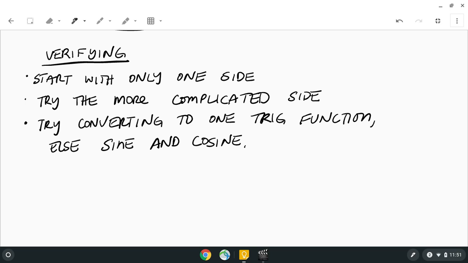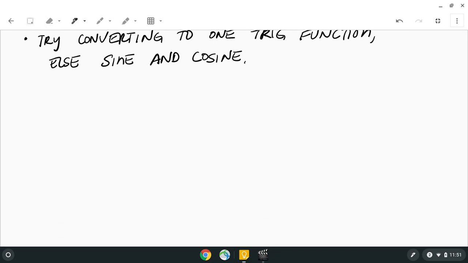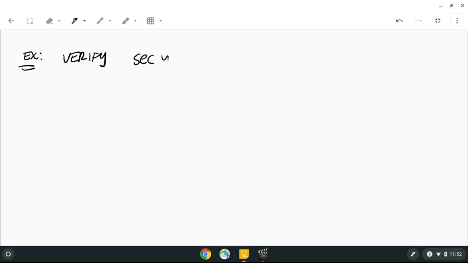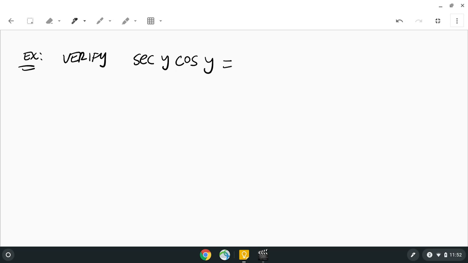All right, so let's take a look. Let's go ahead and verify that secant y cosine y. Normally, if this were a simplify problem, they would just say simplify secant y cosine y, and then you'd have to figure out what it's going to equal at the end. Here, for verify, they're going to tell you what it's going to equal at the end. So verify that secant y cosine y equals 1.